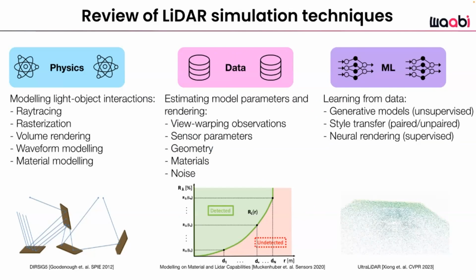Cool. So again, at a high level here, there are very different techniques available that you can use for physics, data, and machine learning. With physics, there are many different methods available in the computer graphics community for simulating light interacting with scenes, such as ray tracing and rasterization.